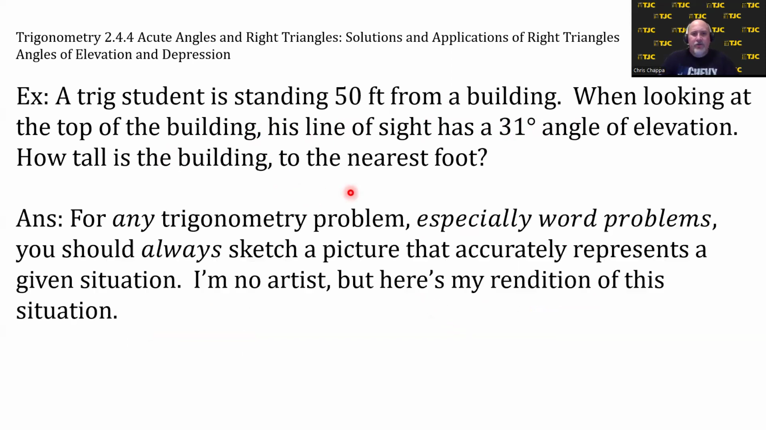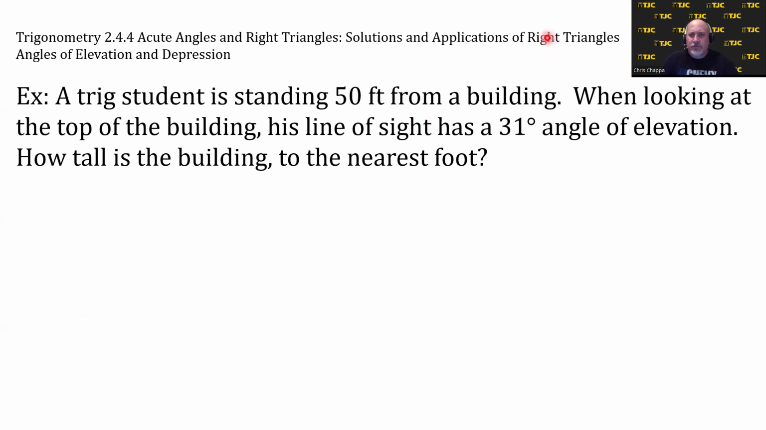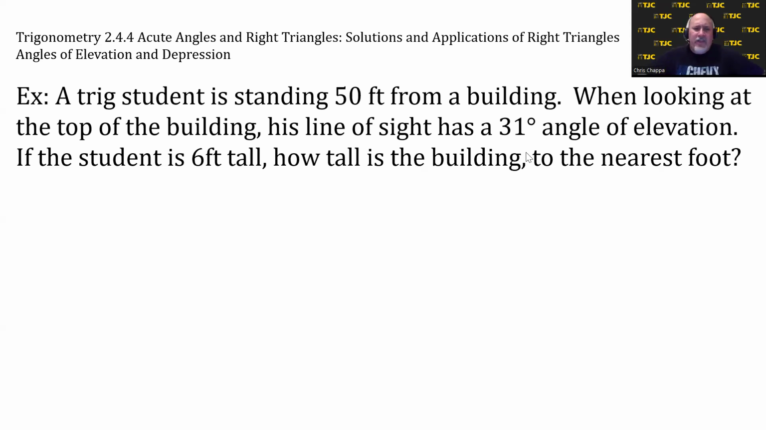Something is missing here. Okay, what is missing is it's supposed to say that the student is 6 feet tall. Sorry for that. I proofread this twice before starting the video, and somehow that slipped by. All right, so let's restate the question. A trig student is standing 50 feet from a building. When looking at the top of the building, his line of sight has a 31-degree angle of elevation. If the student is 6 feet tall, how tall is the building to the nearest foot?